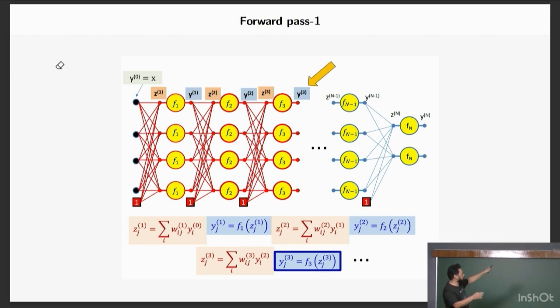So the input layer, we call it y superscript 0. Next, the first hidden layer, we call it y superscript 1 according to our notation. The third one is y superscript 2, and the final one we call y superscript n, which is the actual output, I believe.